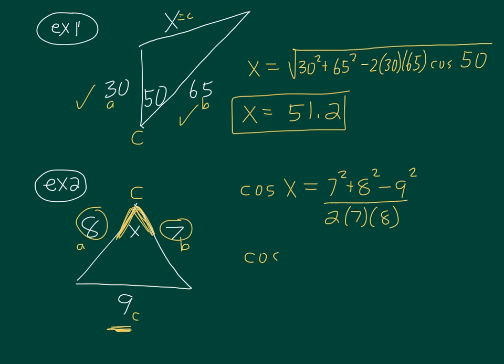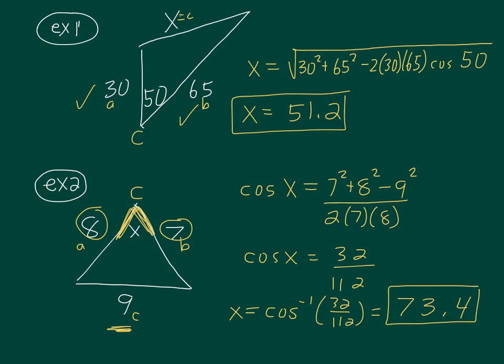If you were to clean this up a little bit, 7 squared plus 8 squared minus 9 squared gives you 32, and on the bottom you're going to get 112. From there, to get x alone, we need to do inverse cosine of 32 over 112. That's an important step to make sure you jot down as part of your work. From there, the calculator will spit out 73.4 degrees. Again, make sure you're in degree mode unless you're told otherwise.